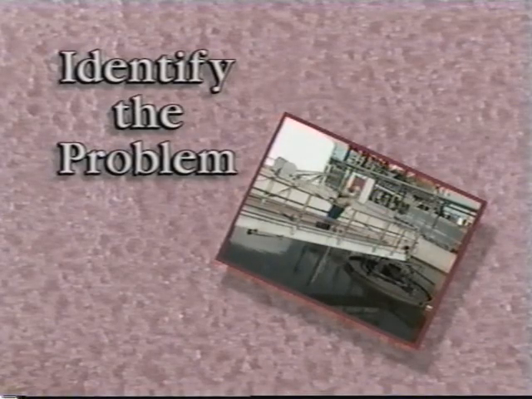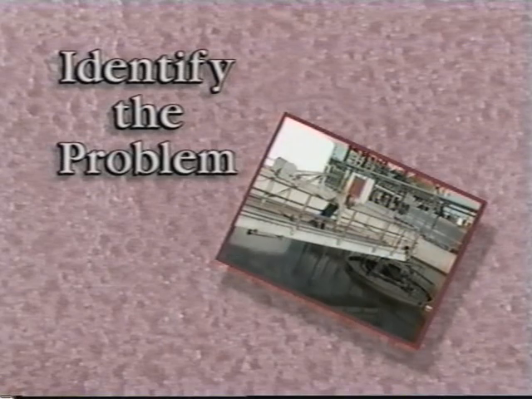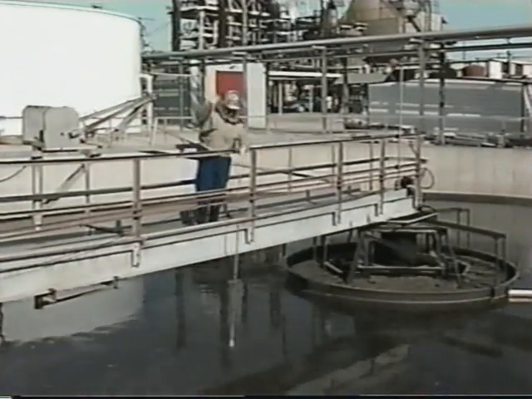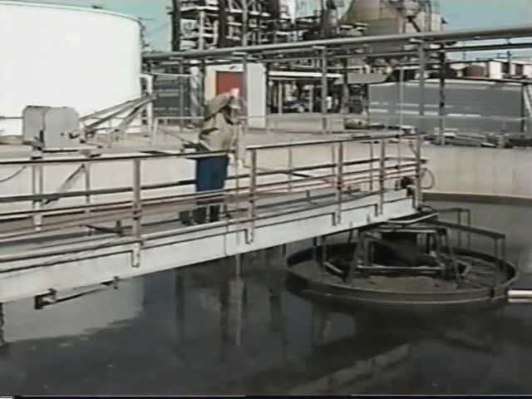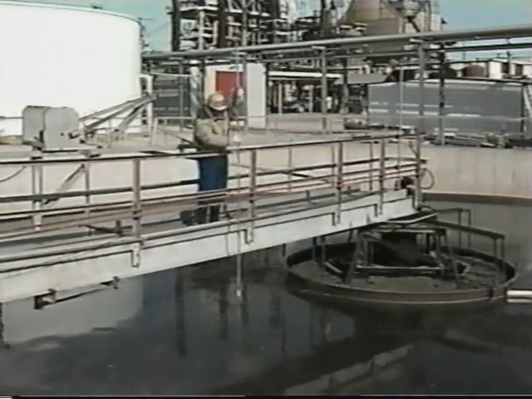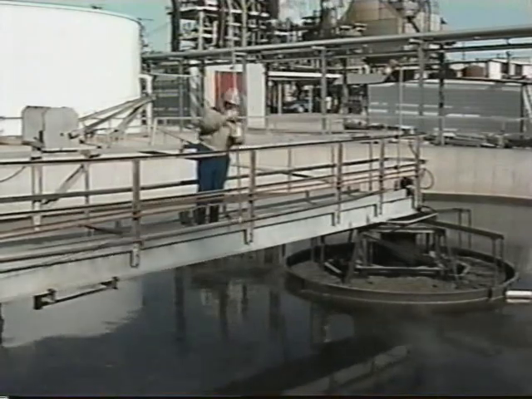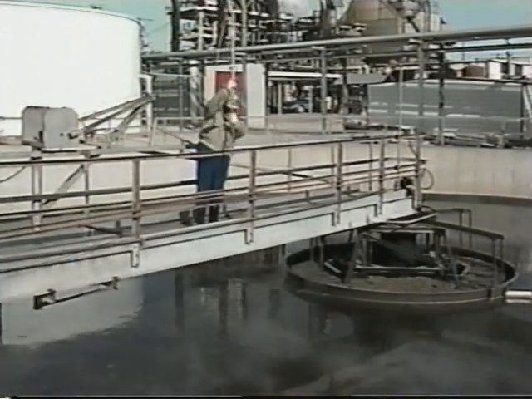The first step is identifying the problem and observing the symptoms related to the problem. This means determining that a problem actually exists. The operator becomes aware that there's an abnormal operating condition that requires a response. This is the process disturbance or upset that triggers the troubleshooting action.